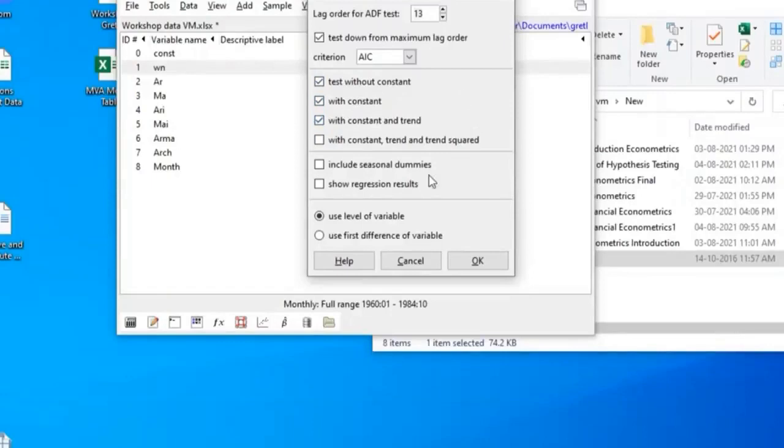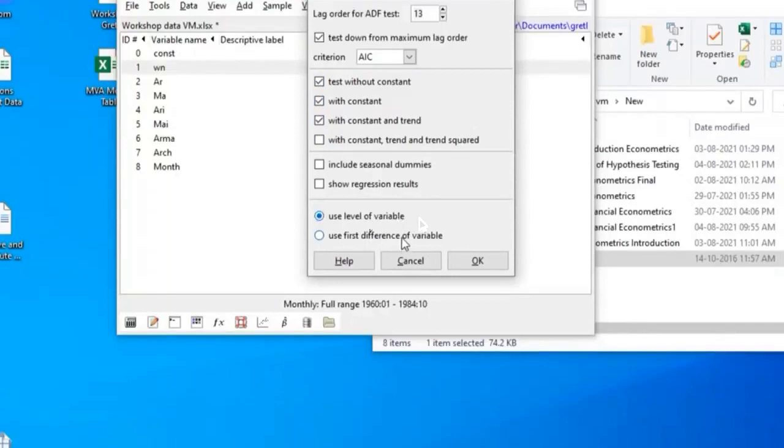Okay, now anyway, let us use all the three in this case. And here we have two specifications: level of the variable and first difference of the variable. These two cases we have to do whenever we do a unit root test for a particular variable. First we have to do the level of the variable. And if we find that there is a unit root in the level variable, then secondly we have to do this one, the first difference of the variable.